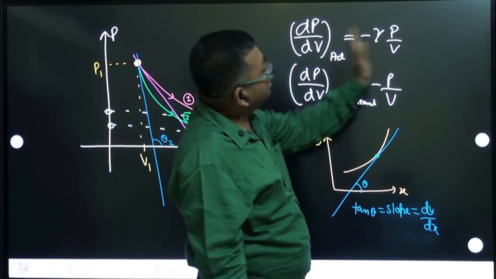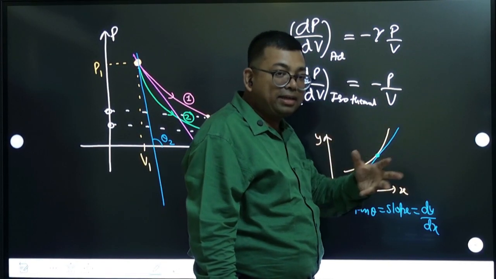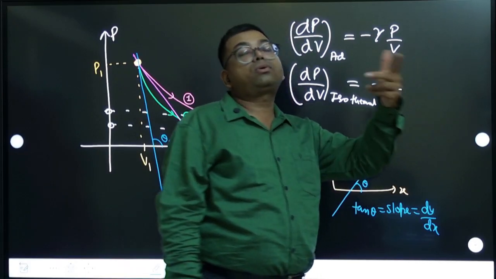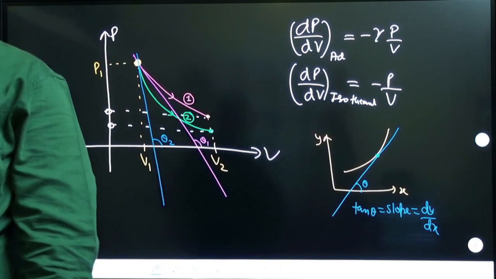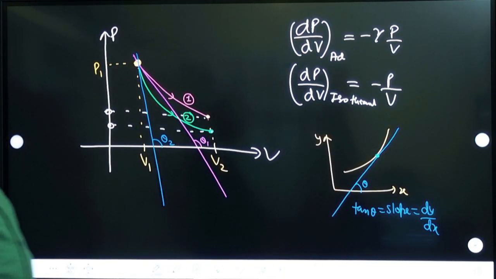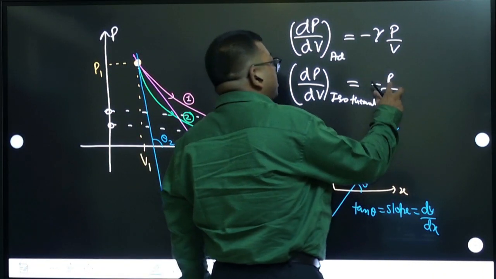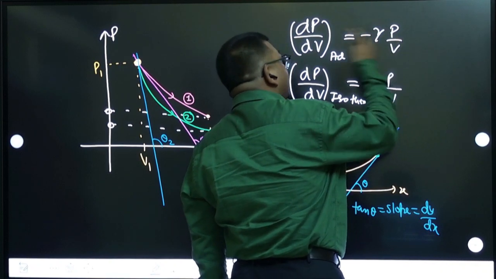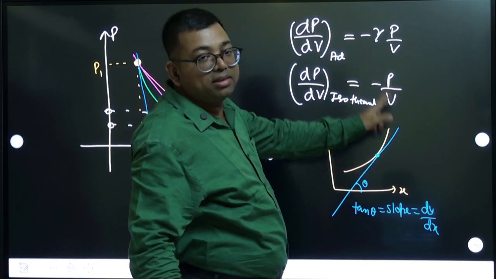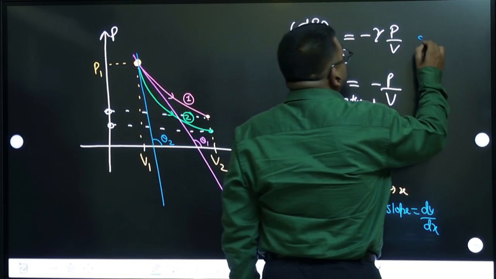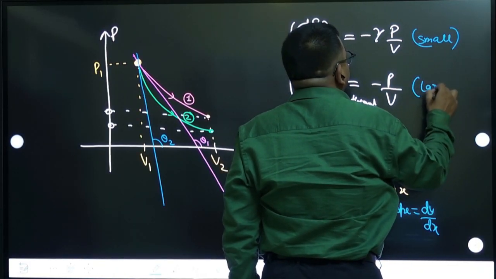This is minus gamma times p by v, and this is minus p by v. Both are negative numbers. Which is more? Yes, minus p by v, because here gamma is not there, but here there is gamma, so an extra negative is coming. So negative is going smaller. This is small and this is large, that you have to note.